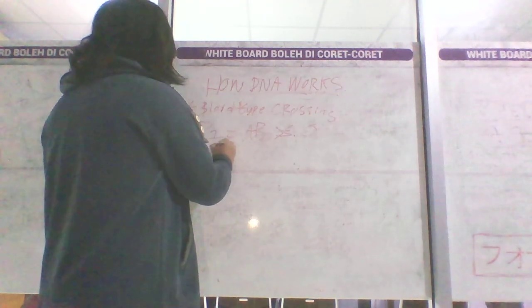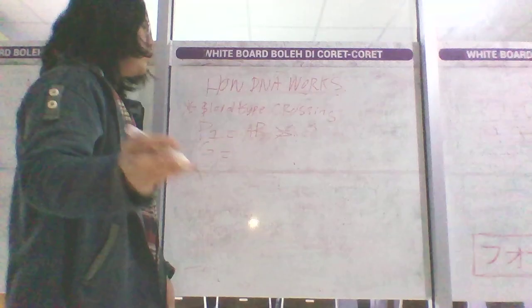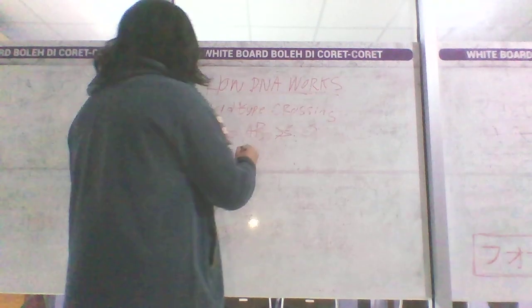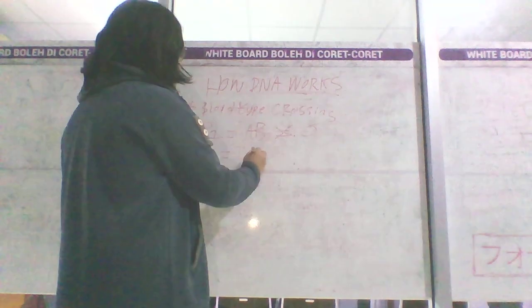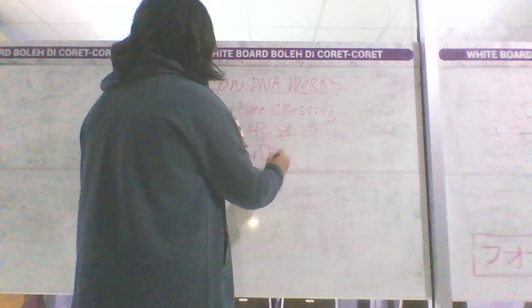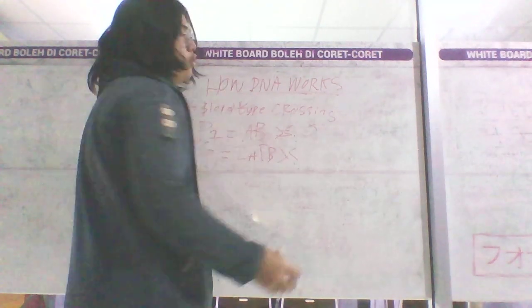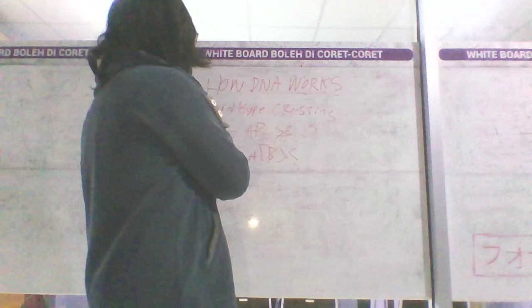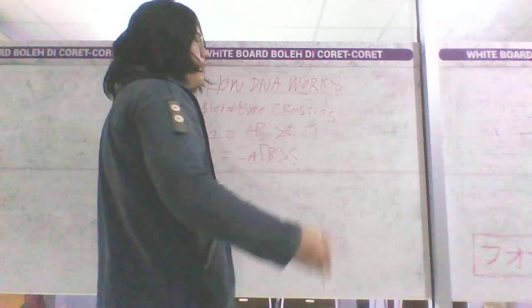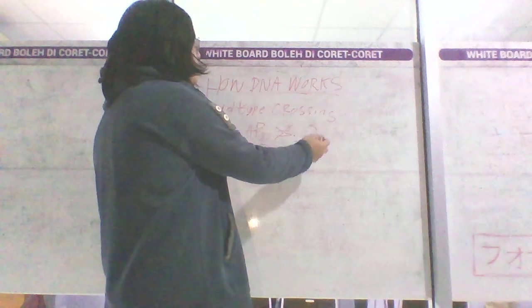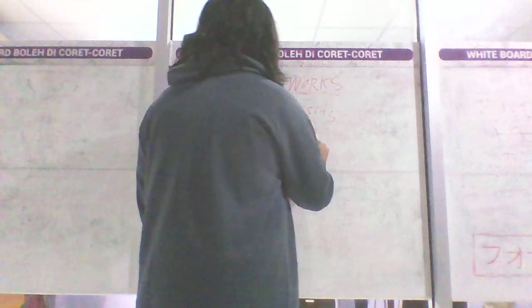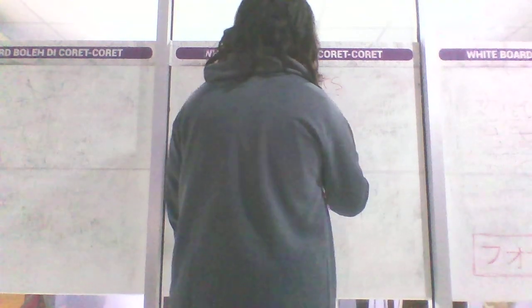Next, we must separate the gametes. The gametes of AB are IA and IB. We cross them with the female's gametes. The female's blood type is O, so the gamete we have is IO.